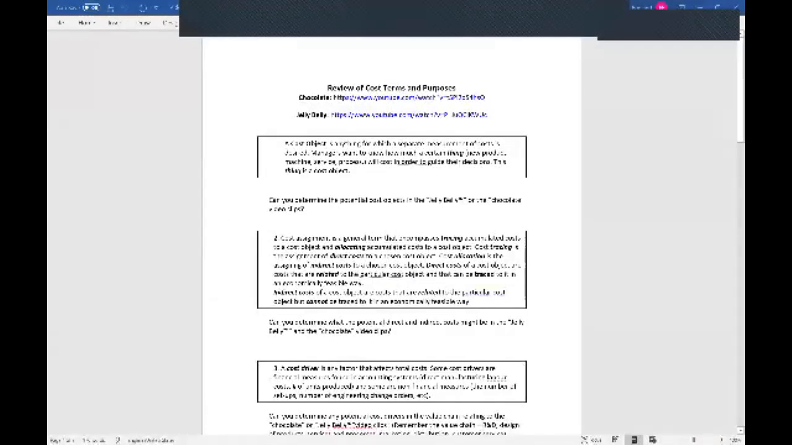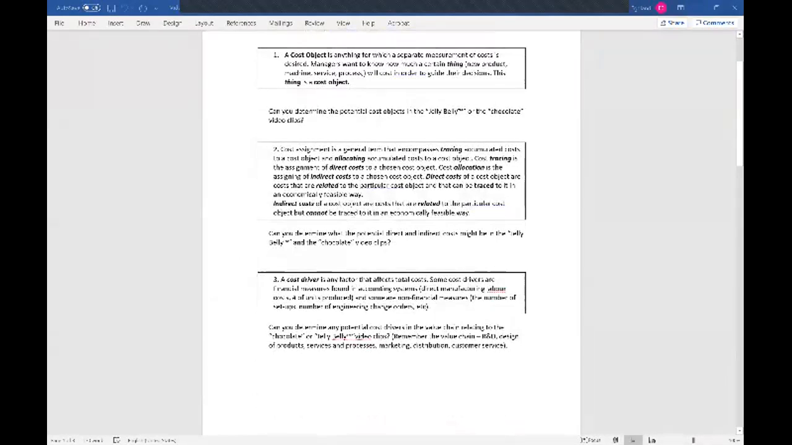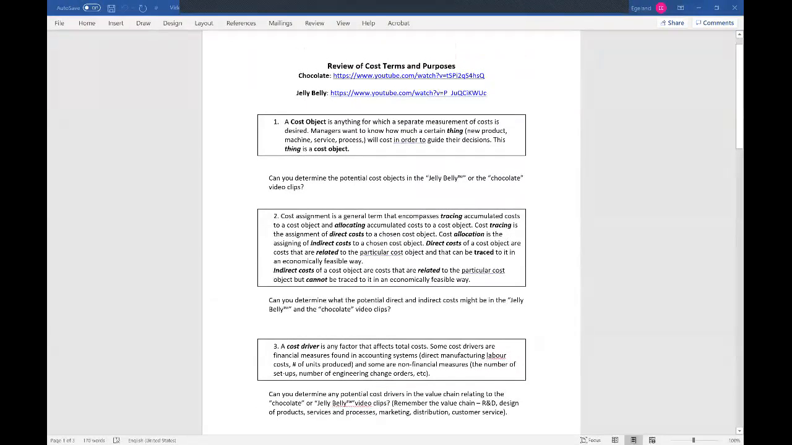So what I want to do now is share my screen again, and point out, where is it here? It is right here. Okay. So hopefully you can see this. This is something I posted in Moodle, and I made a mistake here. I got the videos mixed up. So the bottom one's the chocolate one, the top one's Jelly Belly. But what I did was I put together definitions and concepts in a document, and asked you to watch the 2 videos and see if you can extrapolate these terms from those videos.